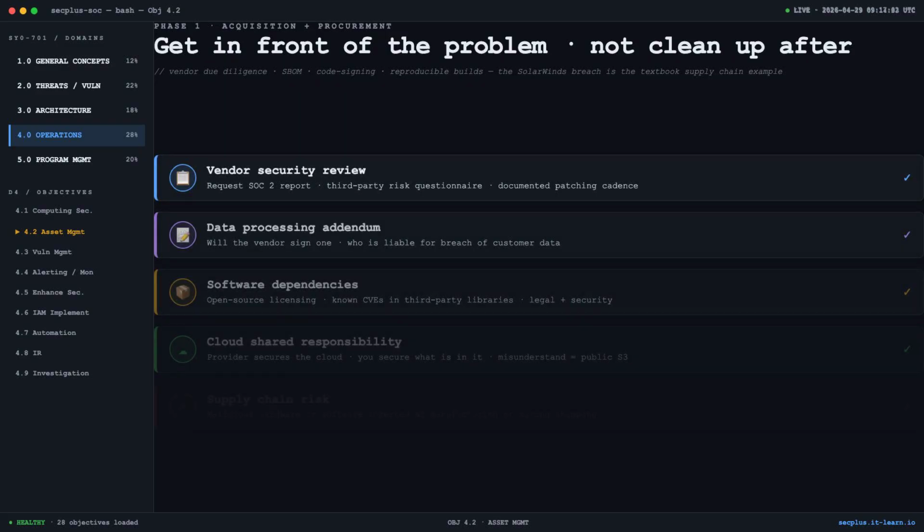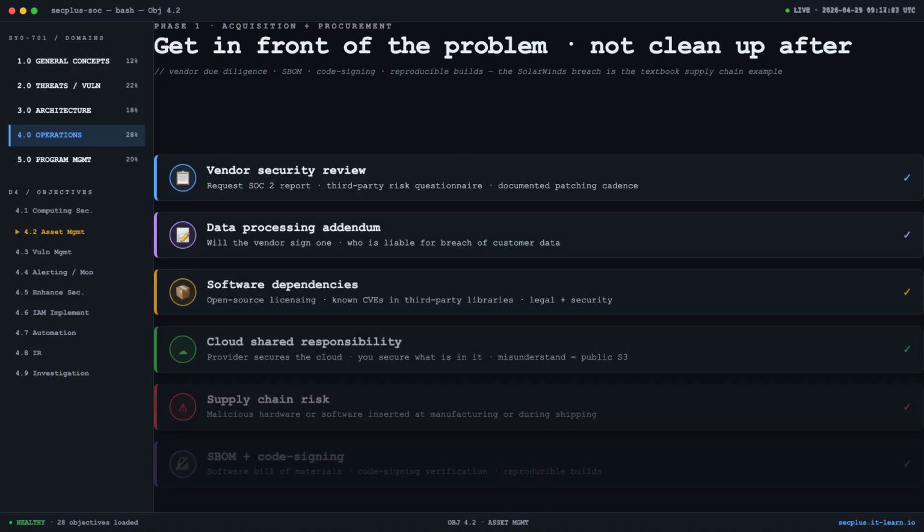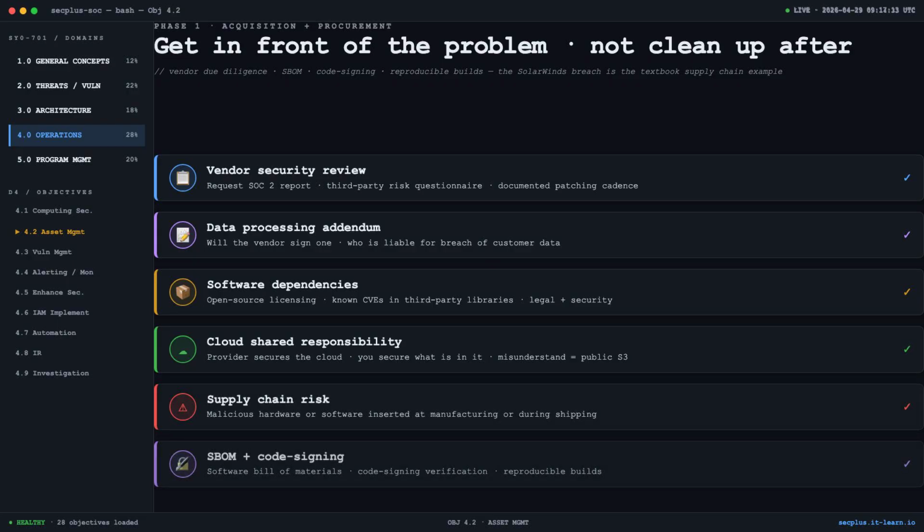For cloud services, review the shared responsibility model. The exam loves the shared responsibility question. The cloud provider secures the cloud. You secure what is in the cloud. Misunderstand that line and you end up with a public S3 bucket.